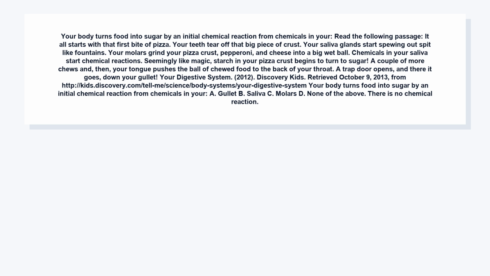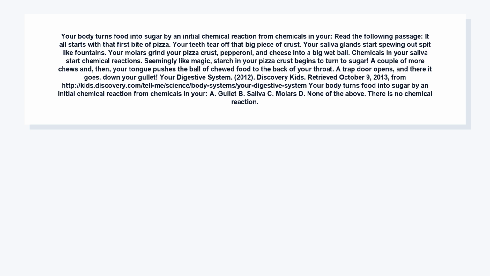Chemicals in your saliva start chemical reactions. Seemingly like magic, starch in your pizza crust begins to turn to sugar. A couple more chews and then your tongue pushes the ball of chewed food to the back of your throat. A trap door opens, and there it goes, down your gullet. Your Digestive System. 2012, Discovery Kids.